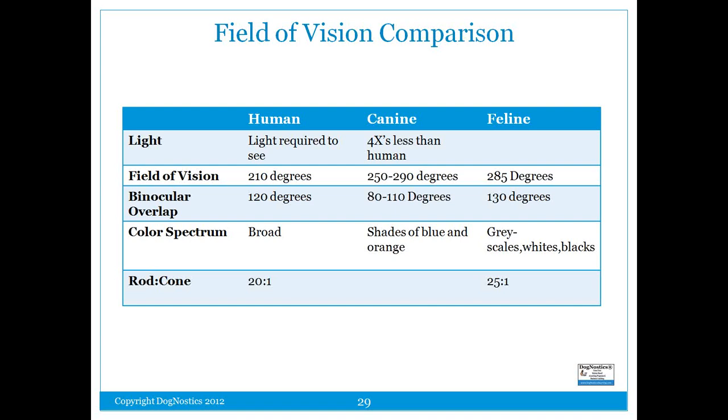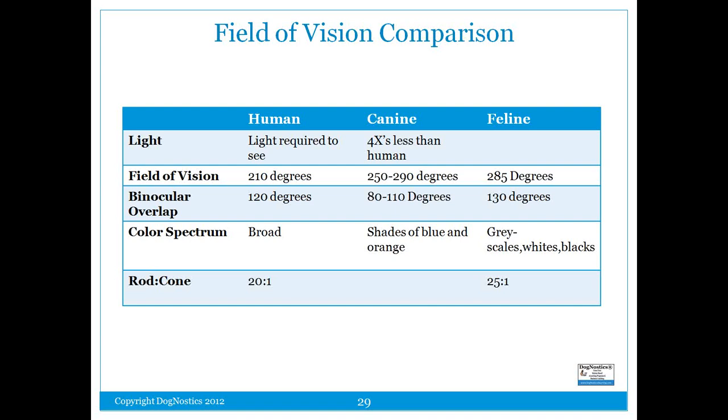Binocular overlap is what allows us to have 3D vision. That binocular overlap is where we can use both eyes to see in the middle, and we get depth perception very accurately. We are much better at that than animals, and again, it comes down to our eyes being placed right in the front of our head. So for humans, it's 120 degrees. For dogs, it's 80 to 110, and for cats, it's 130.